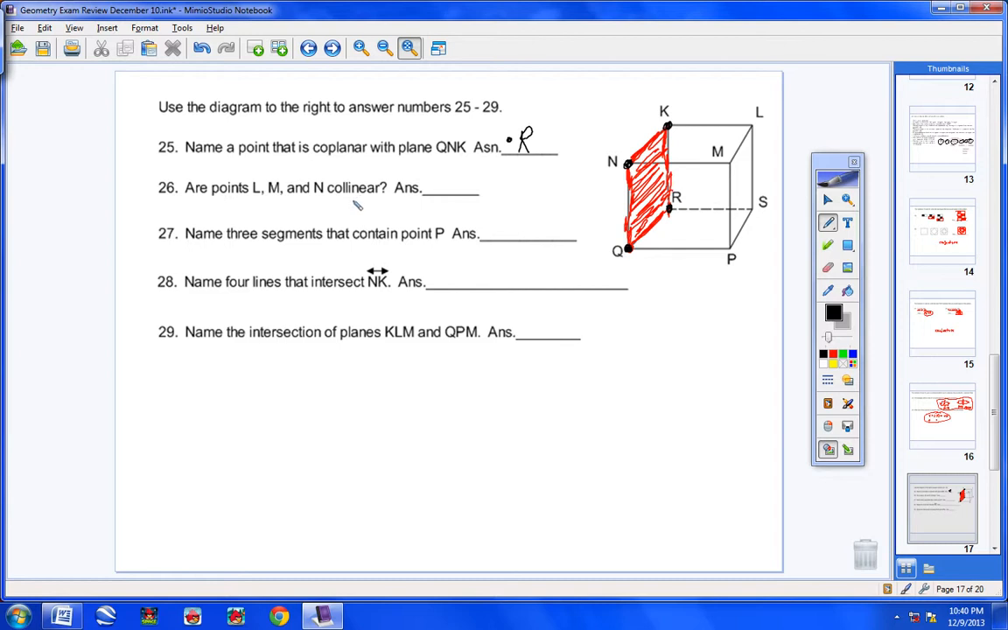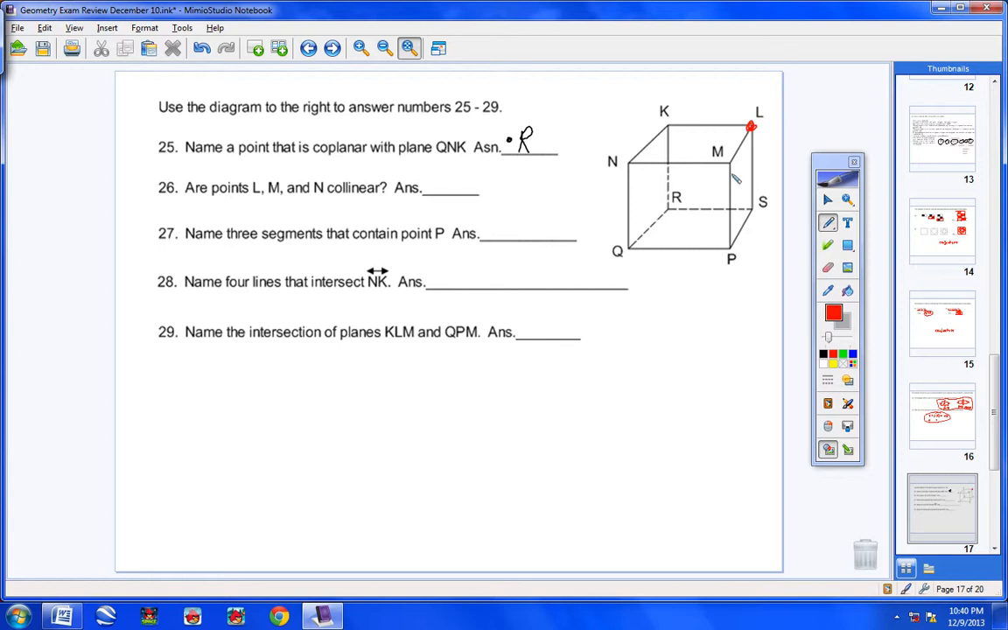Now, do you remember what collinear means? It means that all of these points lie on the same line. The same line. Well, let's take a look. All right, we're dealing with points L, M, and N. Here's point L.